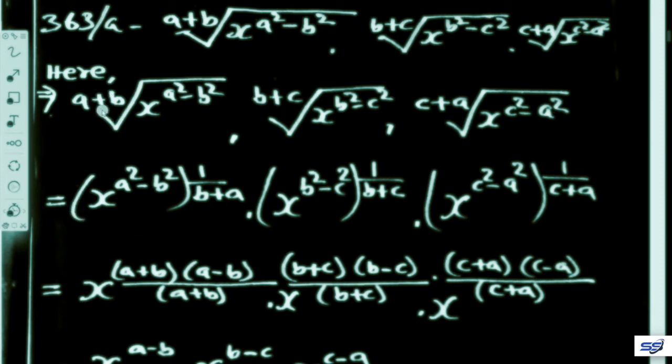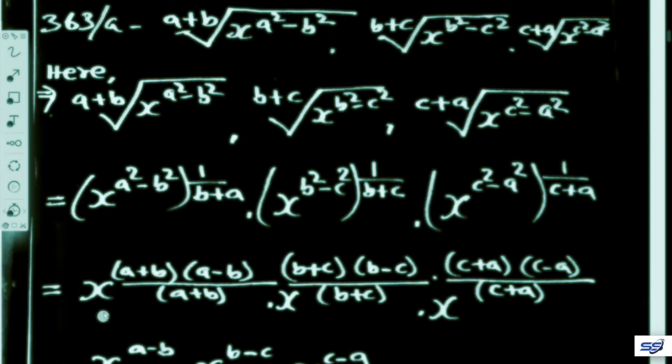Now here this shall be multiplied: x power a square minus b square is given here in root under, and now this shall be multiplied with the power 1 upon b plus a, or we can say a plus b. We can also say a plus b or b plus a, no difference here. Into x power b square minus c square, whole power 1 upon b plus c. Here outside of the root is b plus c, so it shall be multiplied in power form as 1 upon b plus c. Here outside of the root is c plus a. Again here c square minus a square, whole power 1 upon c plus a. Now this comes as a power in the form of 1 upon c plus a.